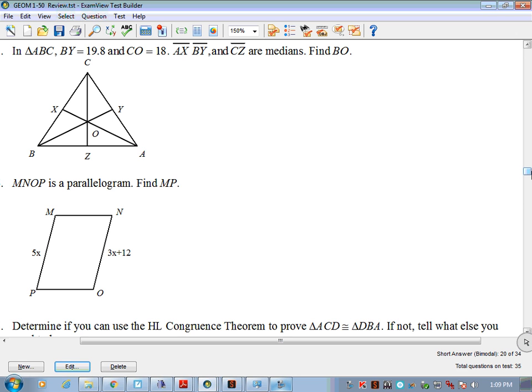Okay. Let's see. All right, number 25. Number 25 comes from lesson 32, altitudes and medians of triangles. Okay, BY is 19.8. That is this entire length right here. CO, okay, this segment is 18. We want to find, let's see, AX, BY, and CZ are said to be medians. We want to find BO.